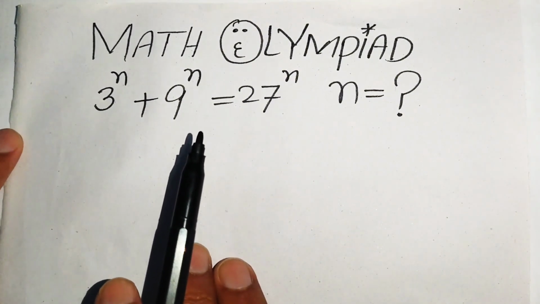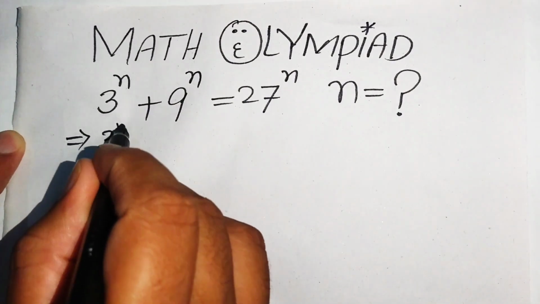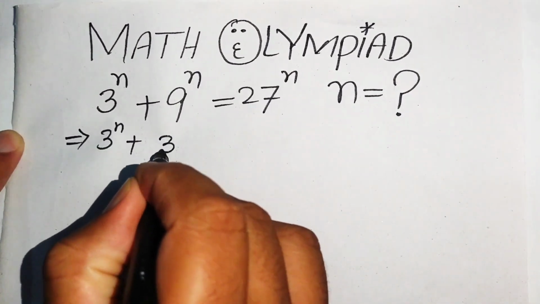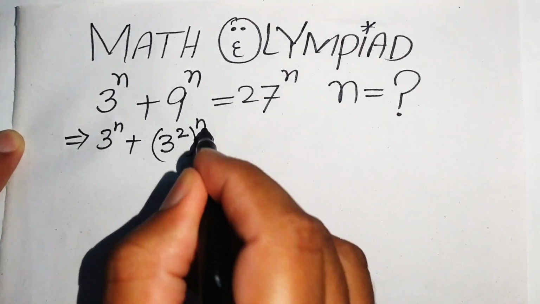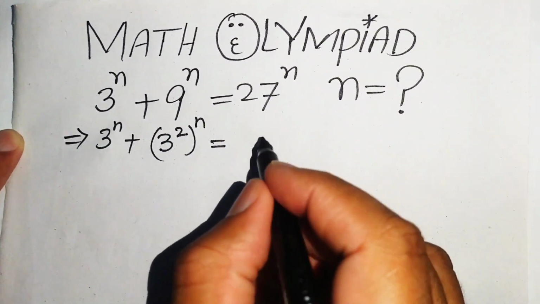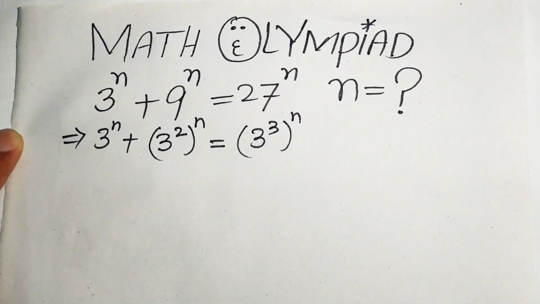So the very first step we are going to do is, first we rewrite this equation as 3 to the power of n plus, we write this 9 as 3 squared and its whole power n, equals, we write this 27 as 3 cubed and its whole power n.